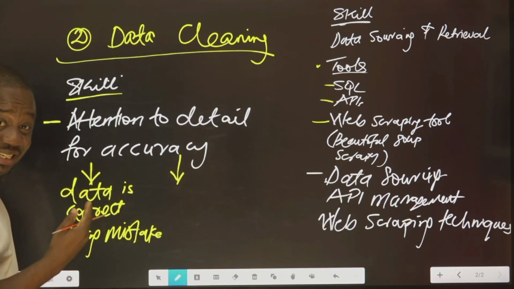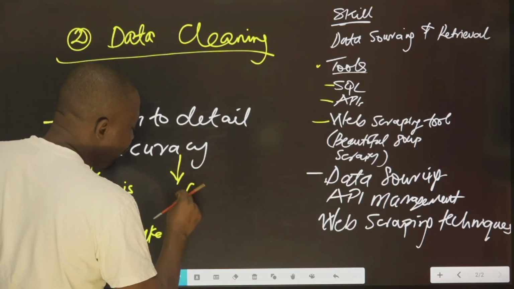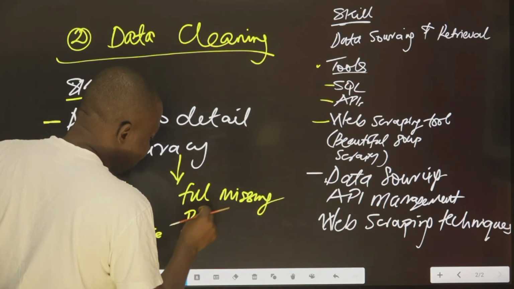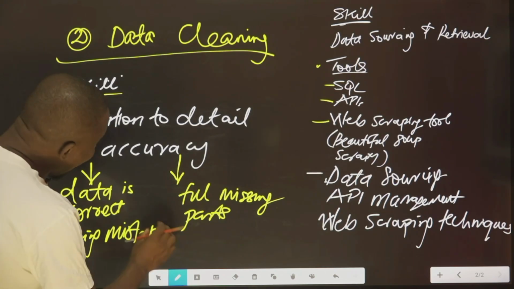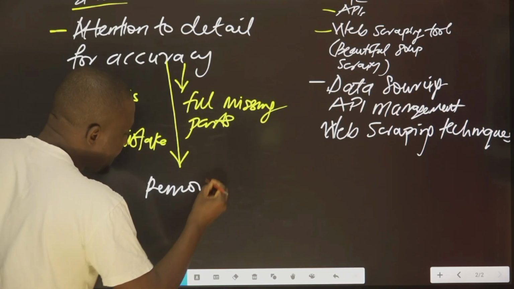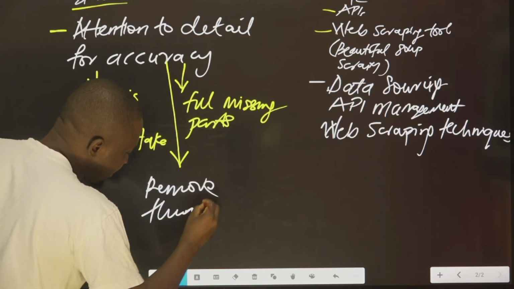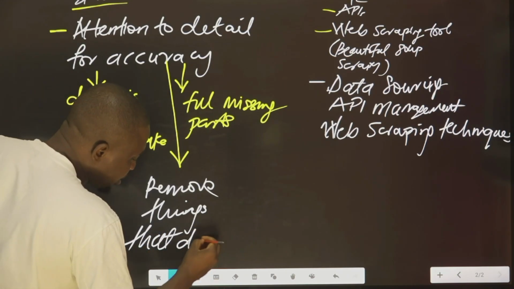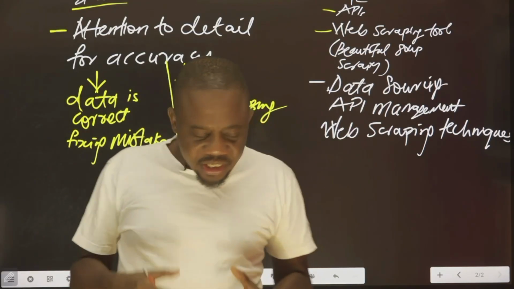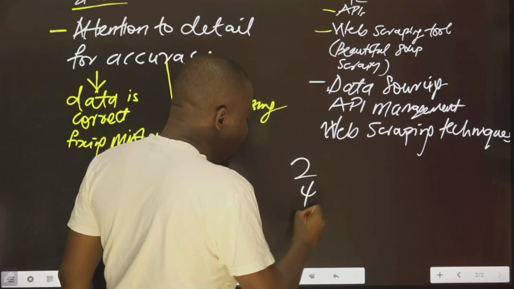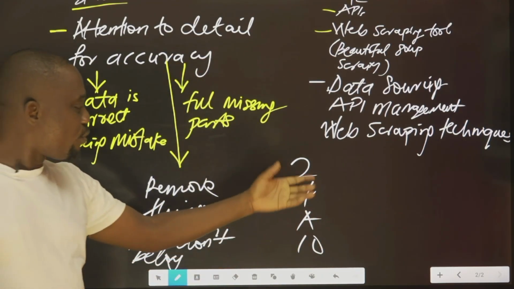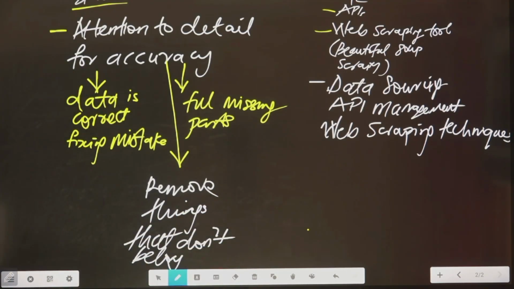You are meant to fix the mistakes in the data. Also, aside from mistakes, you are meant to fill missing parts. Okay? Finally, you remove things that don't belong to this particular data you are working with. For instance, you are working with 2, 4, you see A, 10. What is A doing there? You are meant to what? To remove all these anomalies in the data.